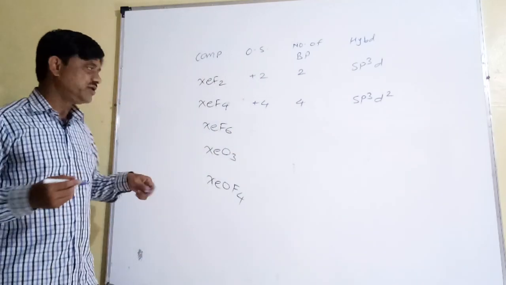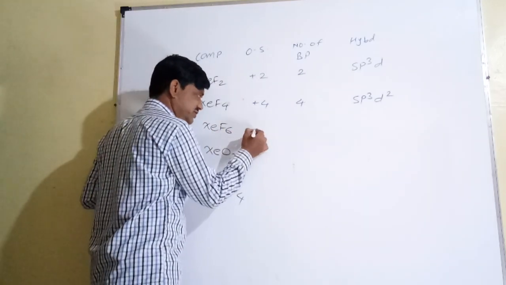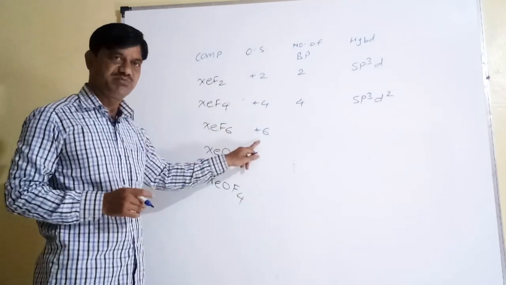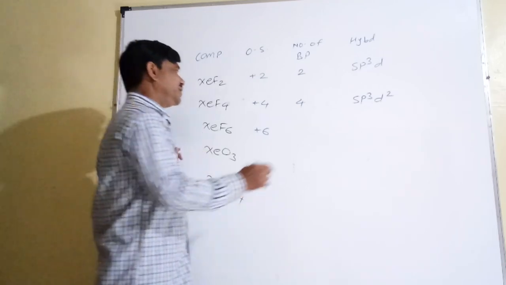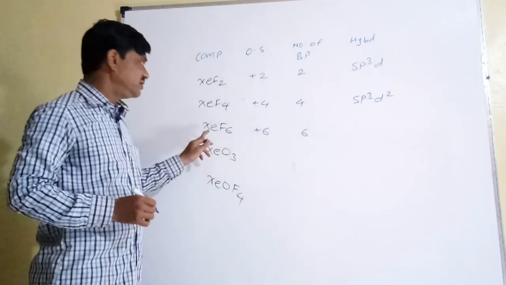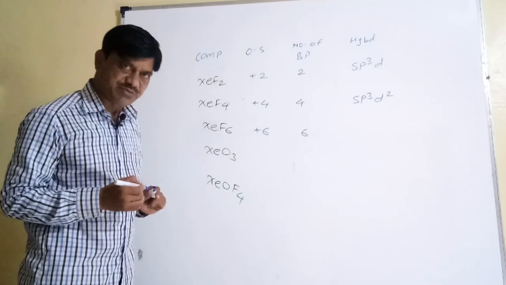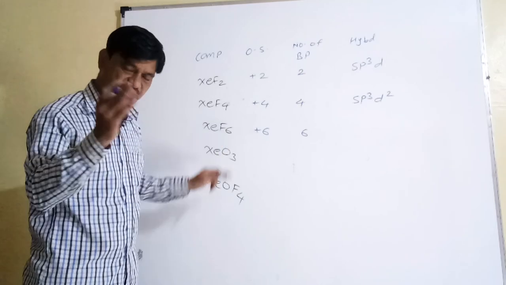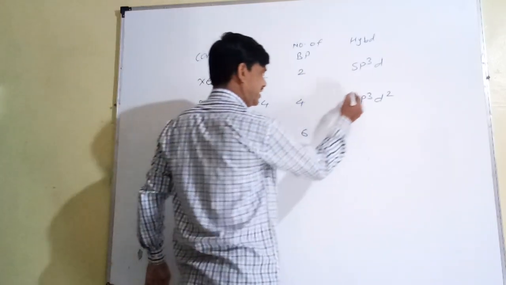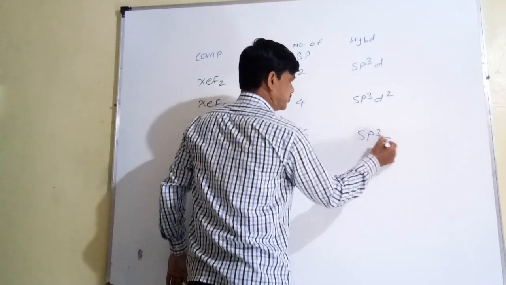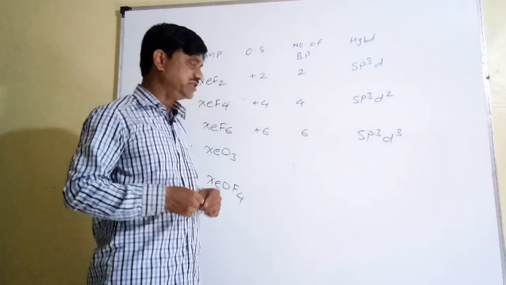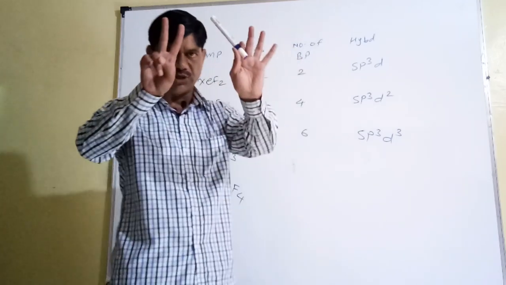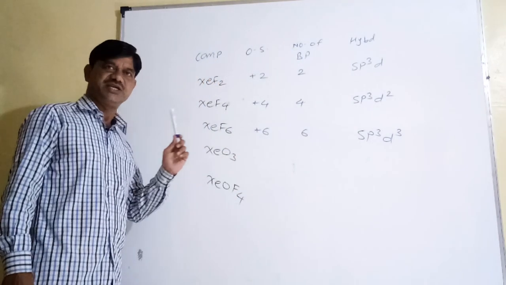What about xenon hexafluoride? -6 charge cancelled by xenon, so it becomes +6. What is the oxidation state of xenon in xenon hexafluoride? +6. What about bonding pairs? Equal bonding pairs will be present. Now, what is the hybridization in case of XeF6? Outermost shell carries 8 electrons, 6 monovalent atoms, 8 plus 6, 14. 14 into half, 7. So 7 orbitals will be there. So tell me the hybridization: sp3d3. 3 p orbitals, 3 d orbitals and 1 s orbital. Total how many orbitals are there? 7 in case of XeF6.